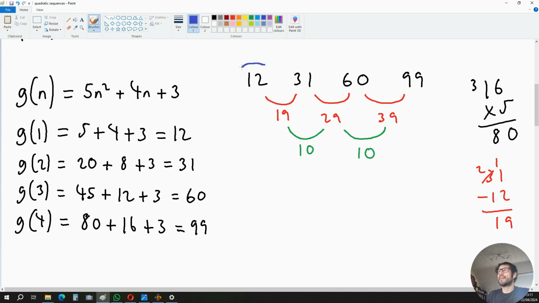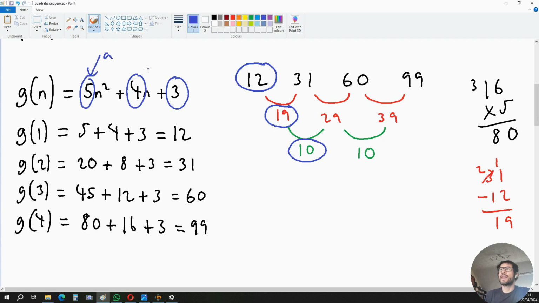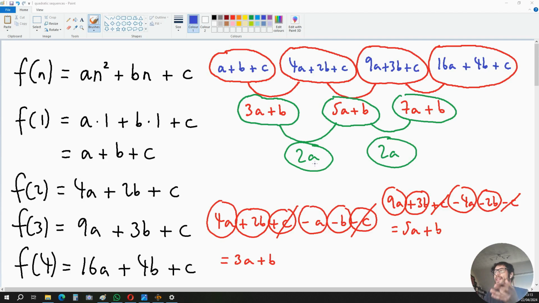As you can see here, we have the first term, we have the difference between the second term and the first term, and we also have the differences between the differences. With these values over here, we're going to be able to reverse engineer that sequence and find the values 5, 4, and 3 over here. As you can recall, this is the same as A, this is the same as B, and this is the same as C.